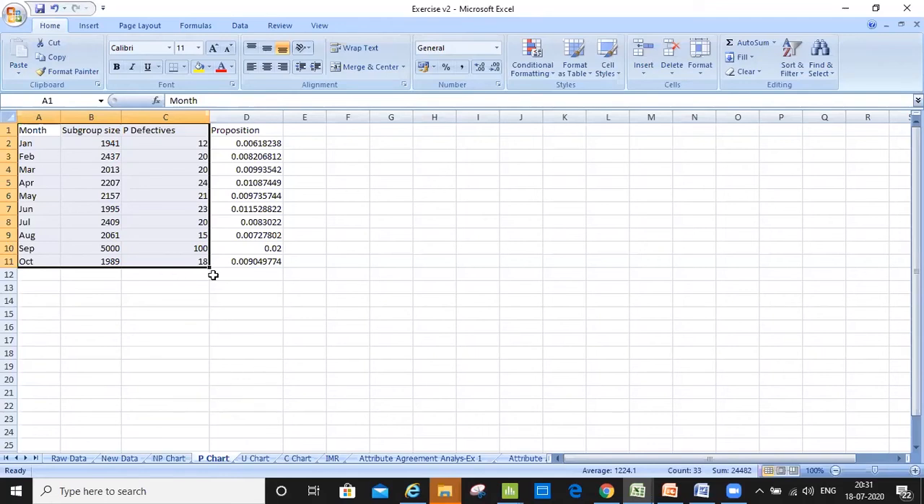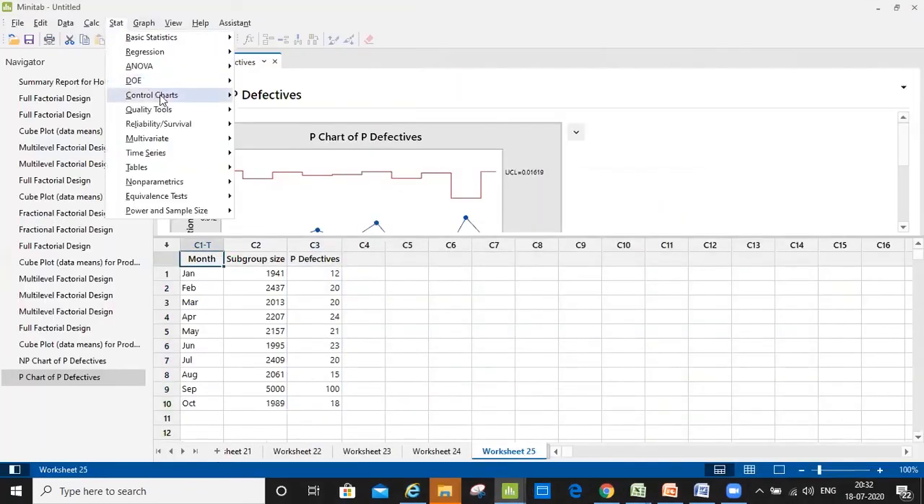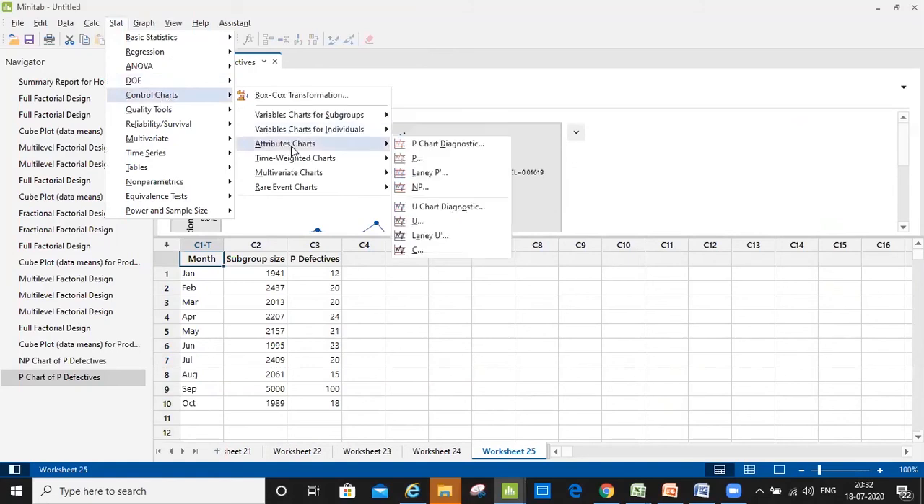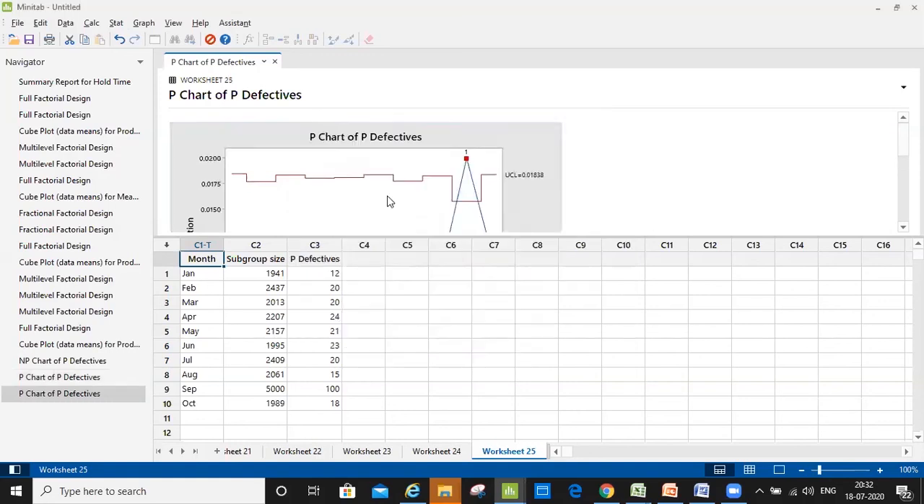So I have just changed this data. Earlier it was 36, and I want to see whether this is outside the control limit or not. So I go to Stat, Control Charts, Attribute Charts, NP chart. I'm just changing the data, that's why we're doing it again. Subgroup size. So you see there.